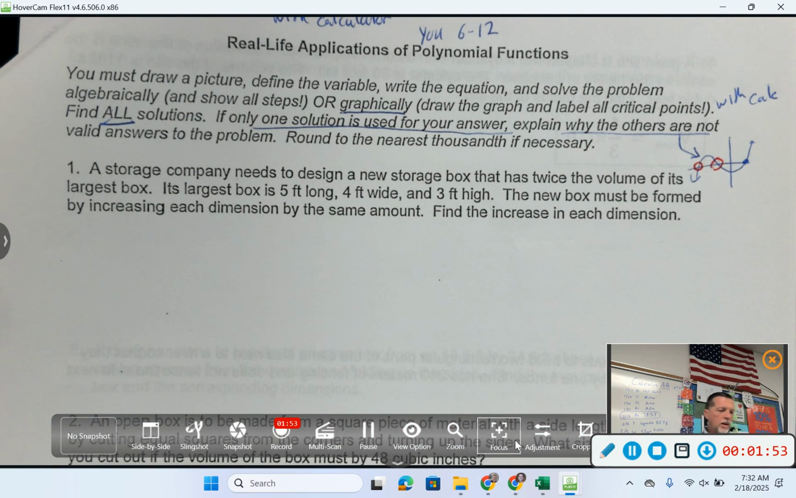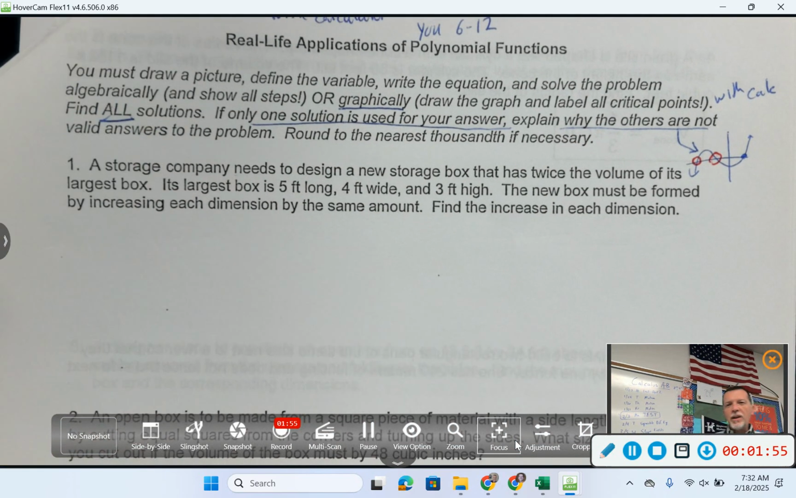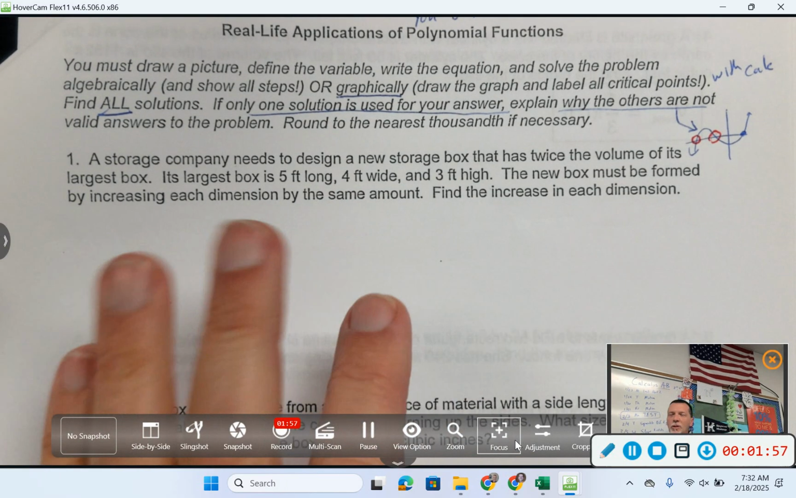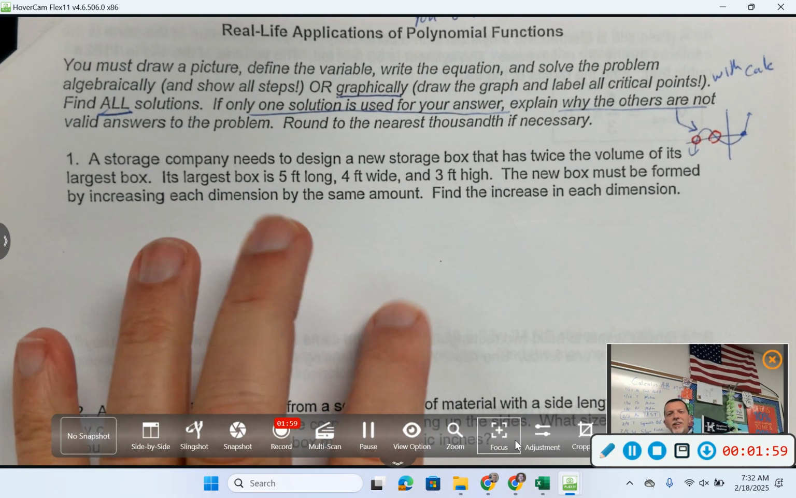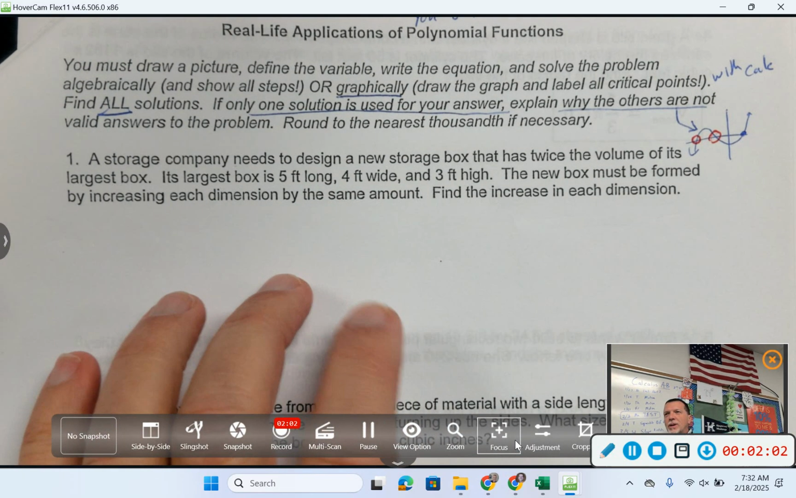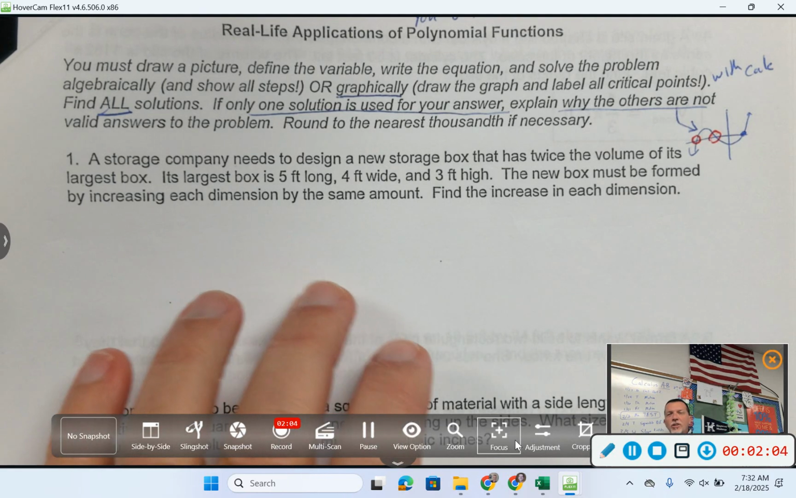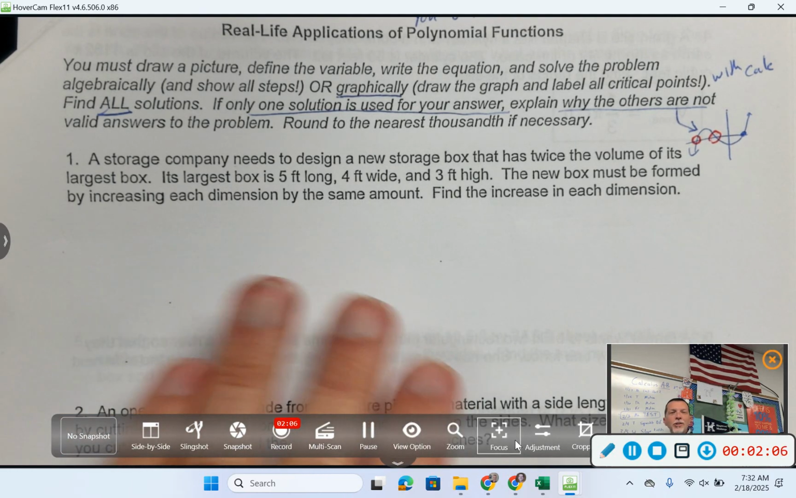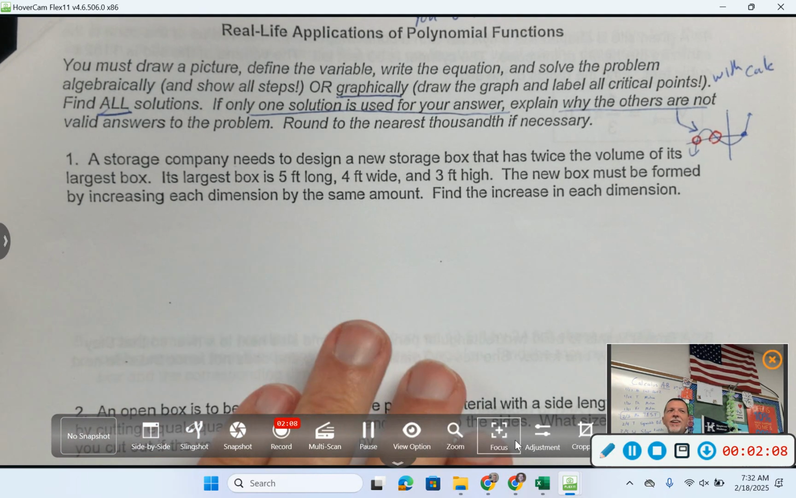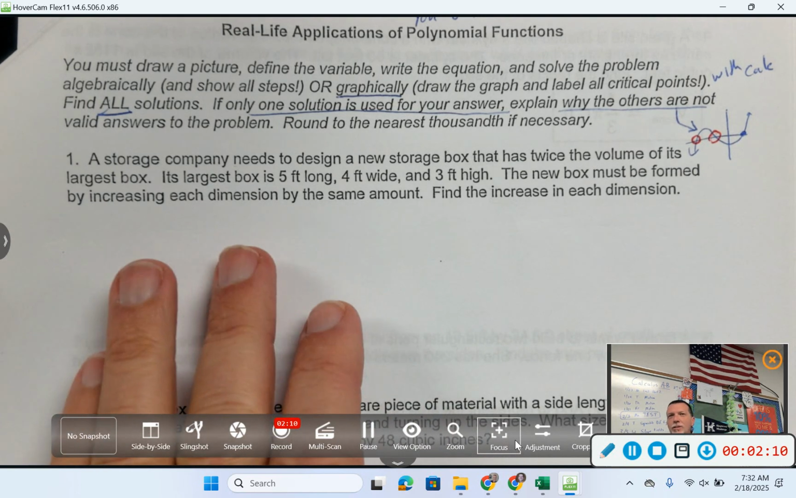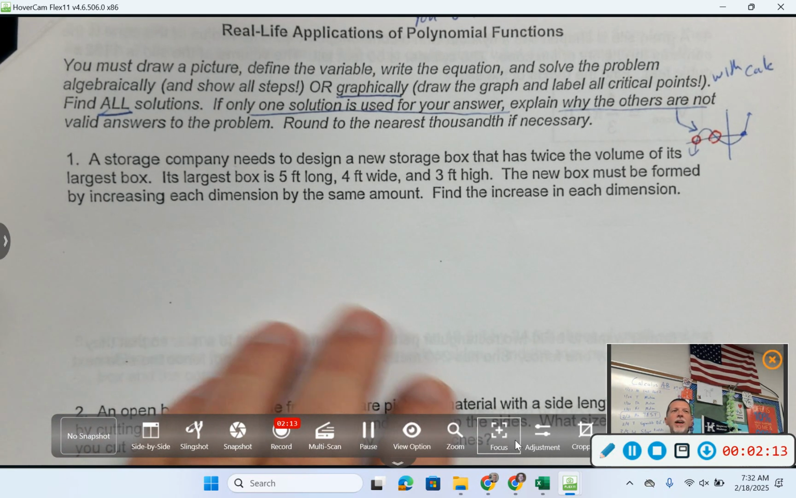Okay, number 1. A storage company, and back up before we even get started. Some of you are really going to like these because they're kind of puzzle problems. You got to figure them out a little bit. They require thought. Others of you are going to shut down because you don't do thought. You want a process. You want an algorithm for everything. Like, just teach me what to do. I don't want to think. Just teach me what to do. That won't work today. You got to think about what's going on.